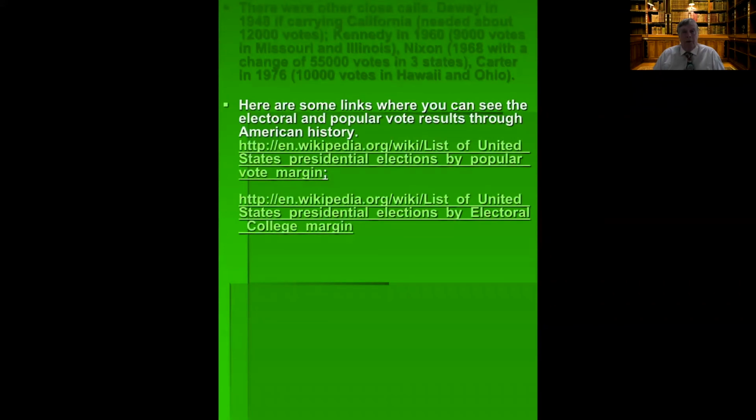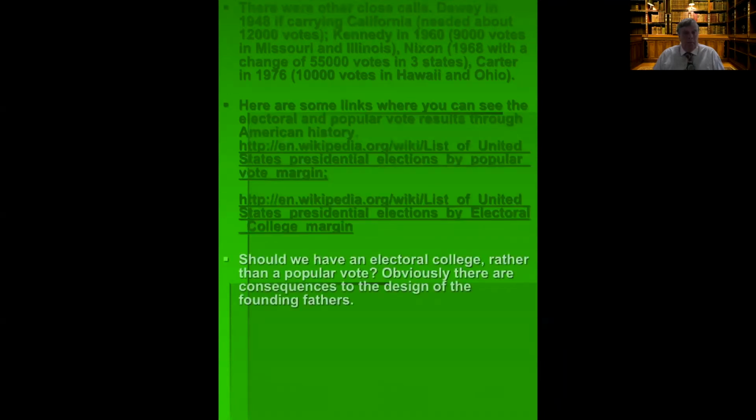Here are some links where you can see the electoral and popular vote results through American history. We won't go there; I'll leave that to you to explore. Basically, the first link shows the results of presidential elections by popular vote margin, who got the most popular votes. And the second link shows a list of states' presidential elections by electoral vote margin. So you can see the difference between the two by combining them.